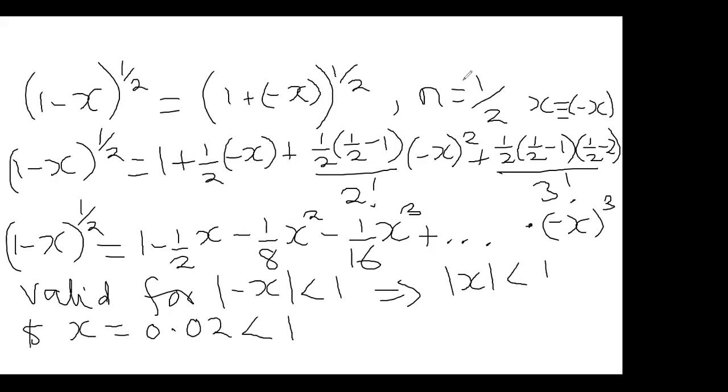We are now substituting 0.02 on both sides. On the left-hand side, we have 1 minus x to the power half. And on the right-hand side, we have 1 minus half x minus 1 over 8 x squared. So wherever there's x, we're going to substitute 0.02.